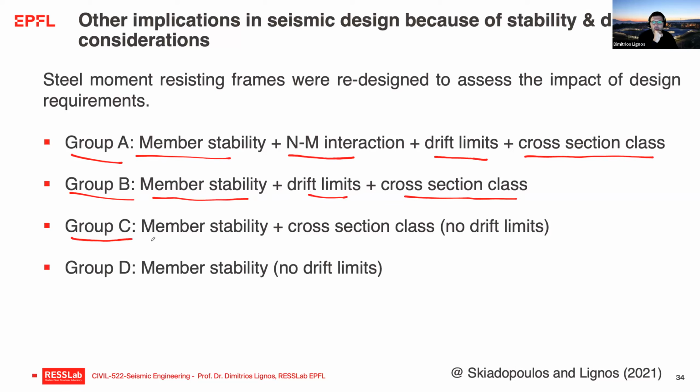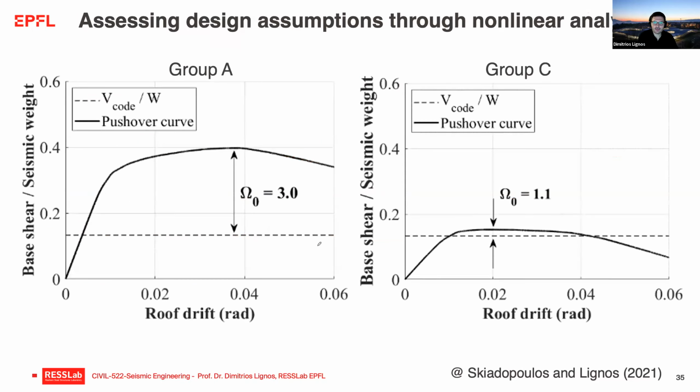Group C was basically considering member stability and cross-section class, but no drift limit requirements. And Group D was only considering member stability, no drift limit, and no cross-sectional class requirements. To be able to assess the implication on what we call overstrength in frames, flexible frames, we conducted nonlinear analysis for these frames.